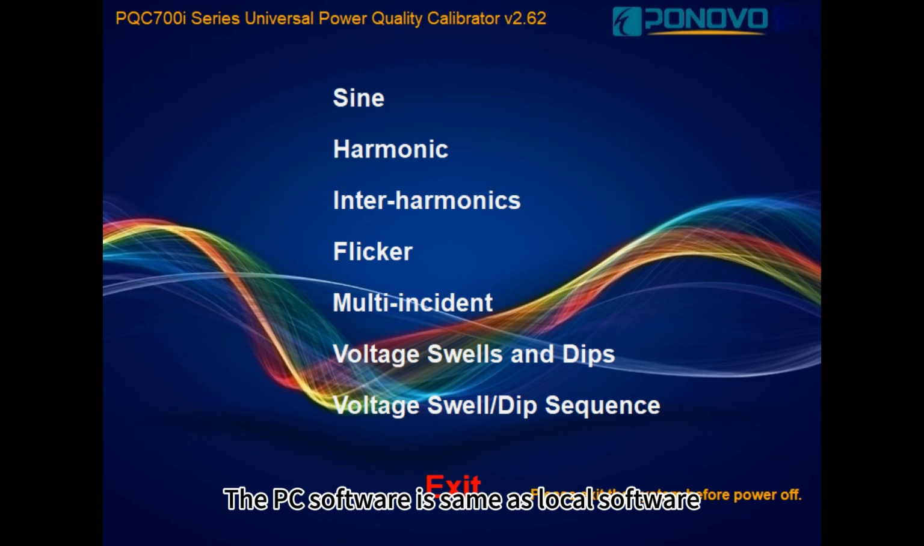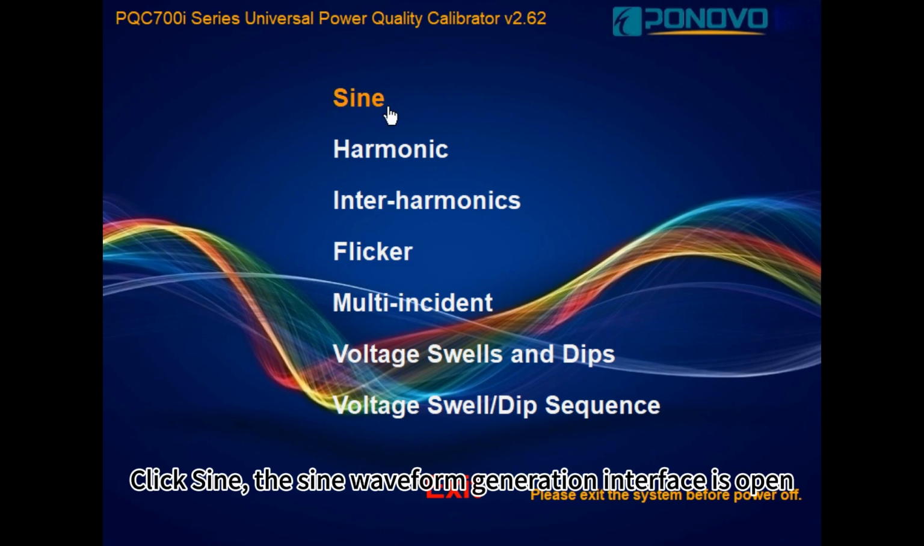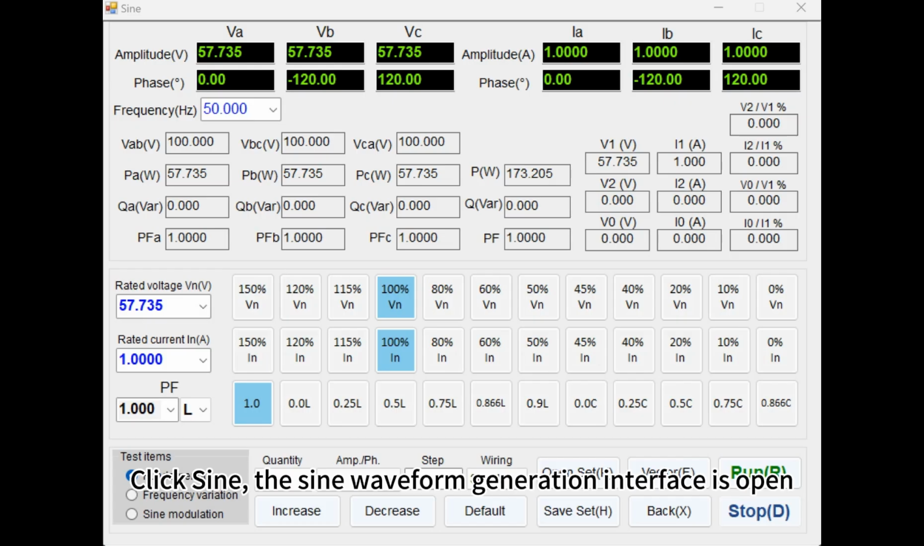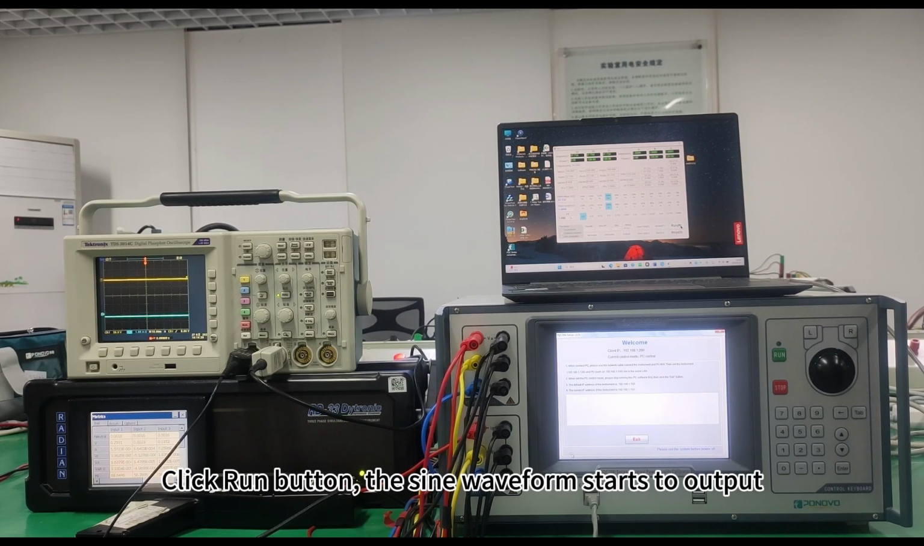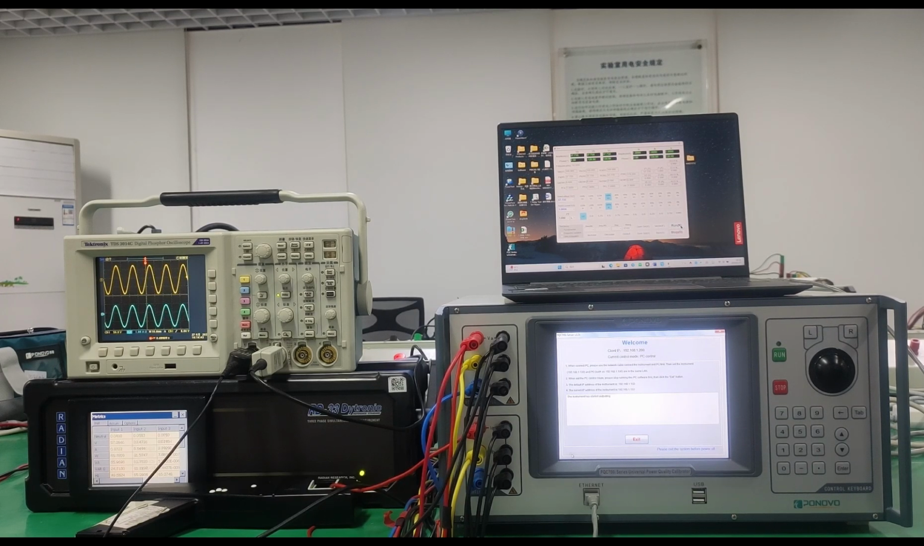The PC software is same as local software. Click Sine, the sine waveform generation interface is open. Click Run button, the sine waveform starts to output.